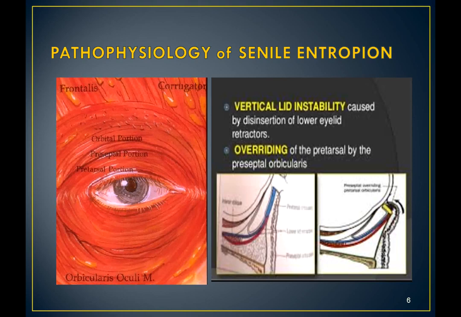of this retractor changes, and instead of pulling the tarsal plate inferiorly, they start pulling it anteriorly. So it further adds to the inversion. So these two pathological phenomena come into action, that is overriding of the pre-septal over pre-tarsal muscle and misdirection of the pull of aponeurosis or lower lid retractors. Both of these pull the lid margin inward, causing entropion of the lower eyelid.